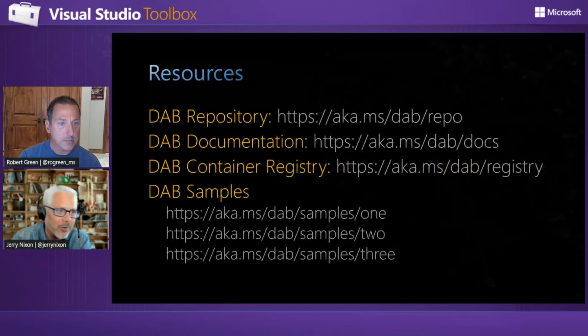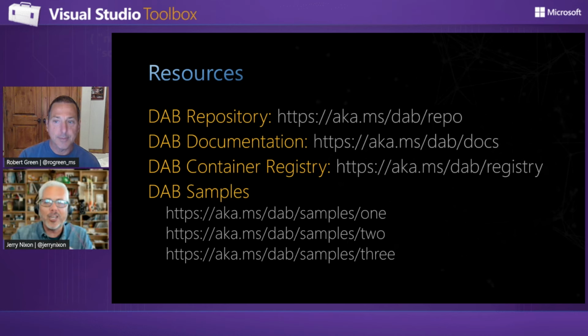You could go straight to the repo, or you could go to documentation from here, dab/docs. You could go to our registry if you want to pull down the container and see the information about that as well. And we've got a whole bunch of samples built out as well. The documentation is insanely good.